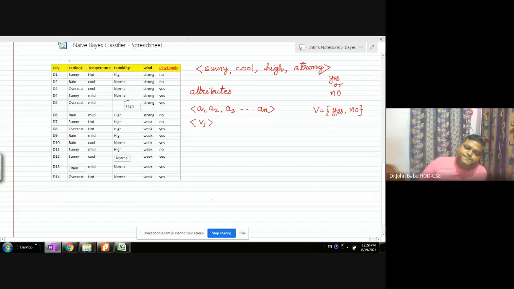Then from the Bayes theorem, we can say that the maximum, let us say small v here rather than capital V, maximum a posteriori classification or hypothesis for yes or no is the maximum, where VJ belongs to capital V, the probability of VJ given the attributes A1, A2, A3, so on, AN.